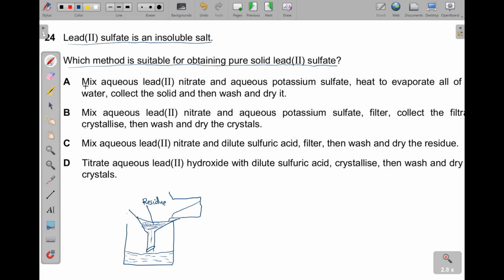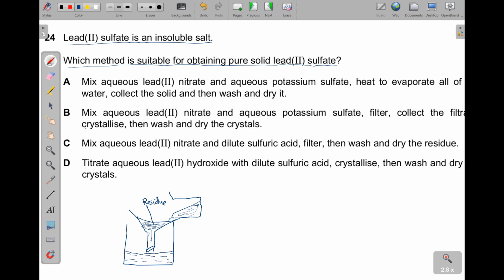But look at A. Mix aqueous lead 2 nitrate. Now lead 2 nitrate is a soluble salt, but it has lead 2 ions. And when you add aqueous potassium sulfate, there are sulfate ions. Even this one is a soluble salt. So when these two react, they are going to form lead 2 sulfate, which is the white precipitate, an insoluble salt. That means you're going to get it as a suspension in here.